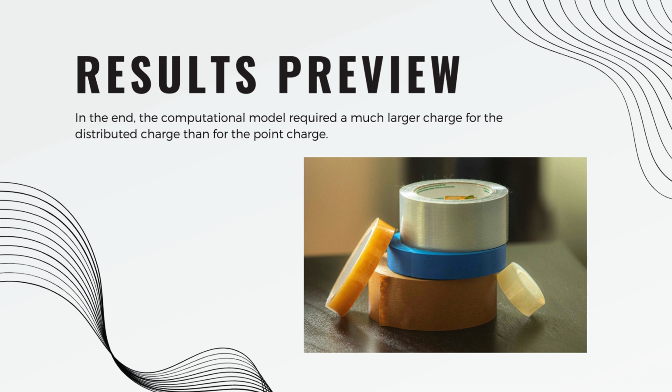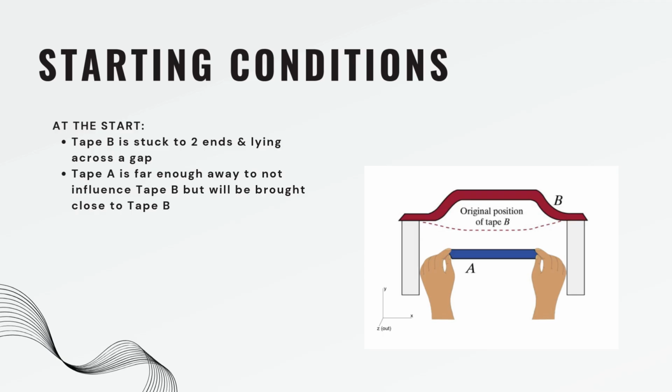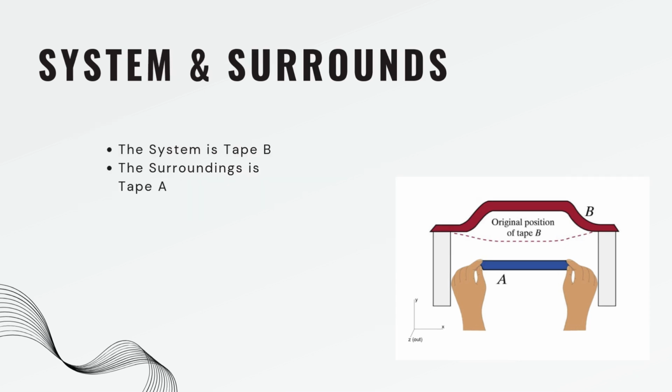In the end, we found that the computational model required a much larger charge for the distributed charge than for the point charge. For the starting conditions, tape B is stuck to two ends and lying across a gap, and tape A is far enough away to not influence tape B. Here, the system is tape B, and the surroundings are tape A.